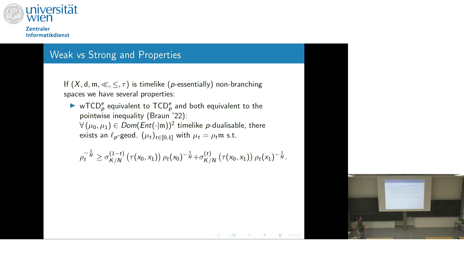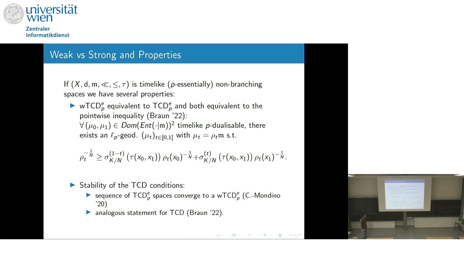If you take two probability measures that are timelike dualizable, you know that there exists an L^p geodesic for which the density is written as rho t times m, and if you evaluate the density along this geodesic, it satisfies this concavity estimate. This is the pointwise version of the entropic definition that we have seen. So the weak TCD and the TCD coincide, and they can be written as a pointwise condition on the density of the Lorentzian Wasserstein geodesic.